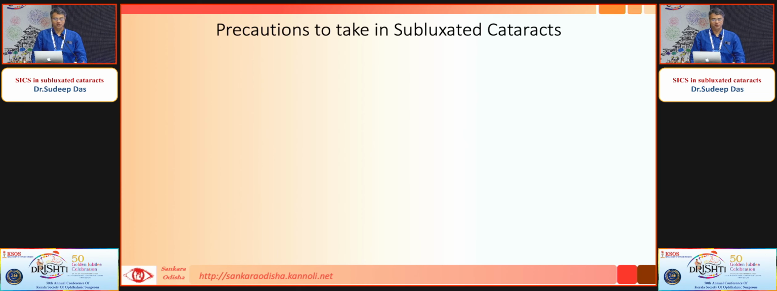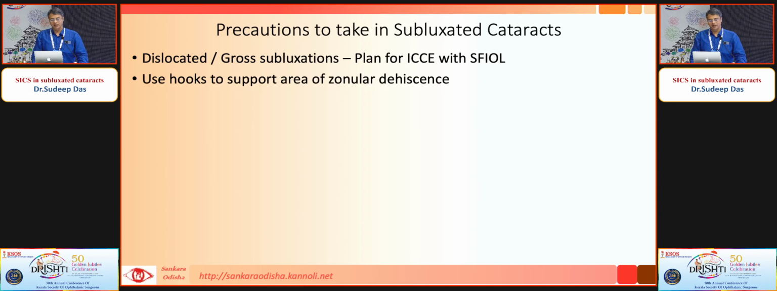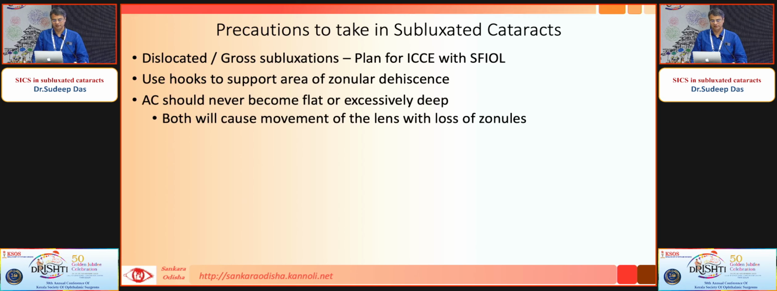So precautions to take in subluxated cataracts. If there is a very grossly dislocated subluxated lens, then don't even plan for anything. Plan for ICC, SFIL, iris claw, whatever you're comfortable. Use hooks to support the areas of zonular dehiscence. It doesn't have to be all 360 degrees in all cases.